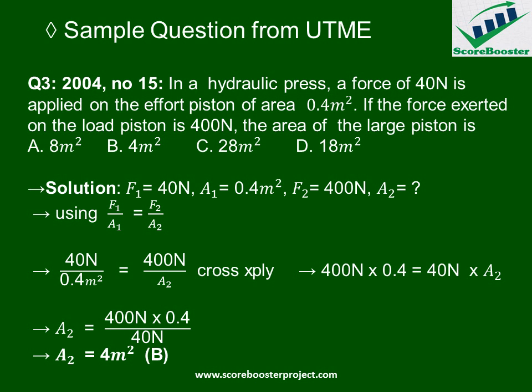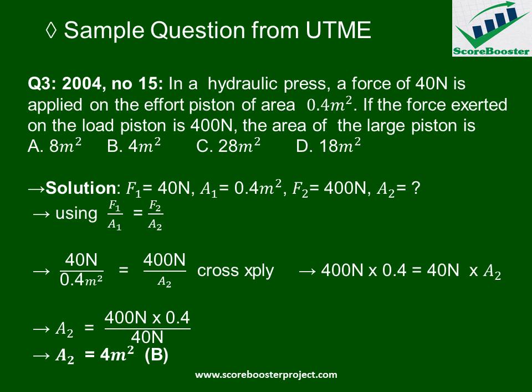The next question we shall be considering comes from 2004, number 15, and the question goes thus: in a hydraulic press, a force of 40 Newton is applied on the effort piston of area 0.4 meter square. If the force exerted on the load piston is 400 Newton, the area of the large piston is dash. So you have option A to be 8 meters square, option B to be 4 meters square, option C to be 28 meters square, while option D is 18 meters square.